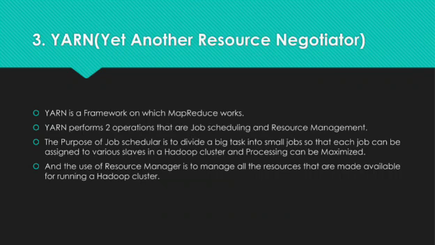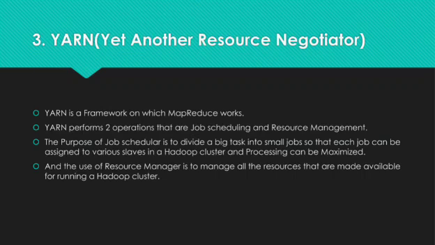YARN, Yet Another Resource Negotiator. YARN is a framework on which MapReduce works. YARN performs two operations that are job scheduling and resource management. The purpose of the job scheduler is to divide big tasks into smaller jobs so that each job can be assigned to various slaves in a Hadoop cluster and processing can be maximized.